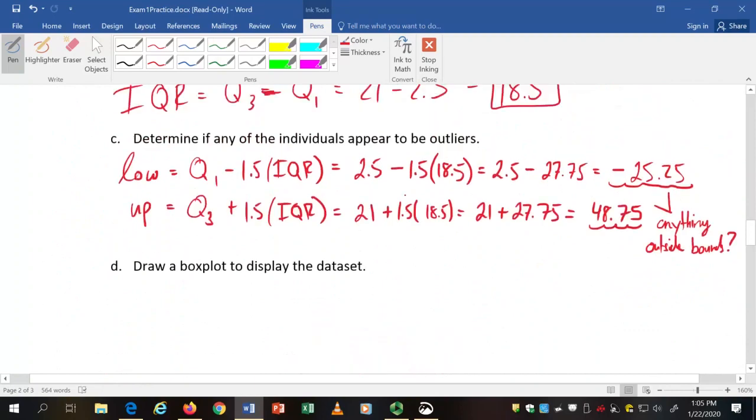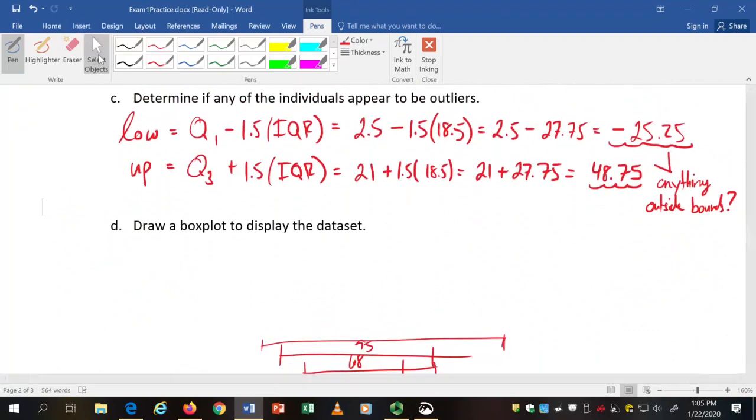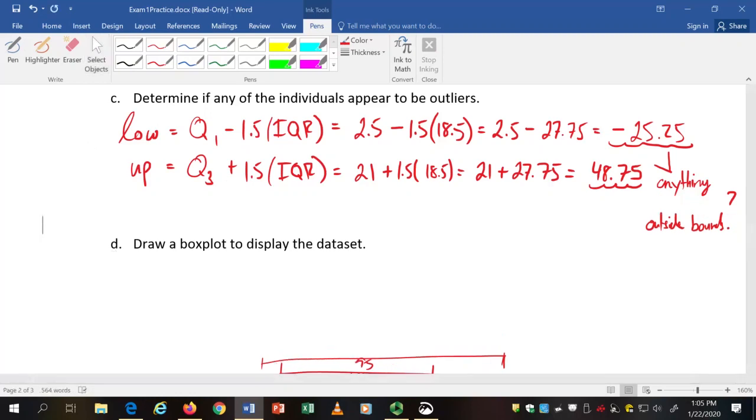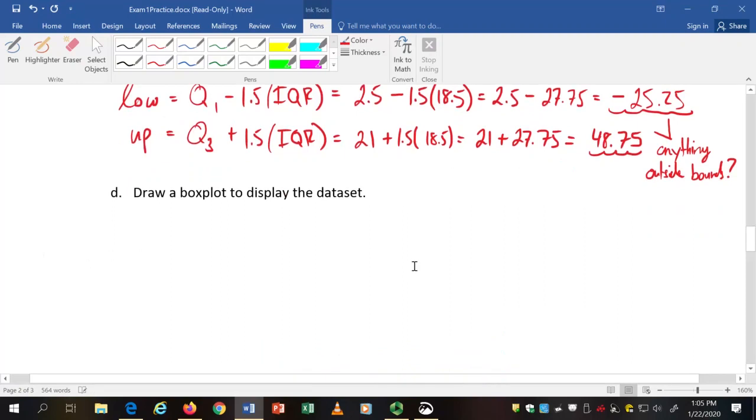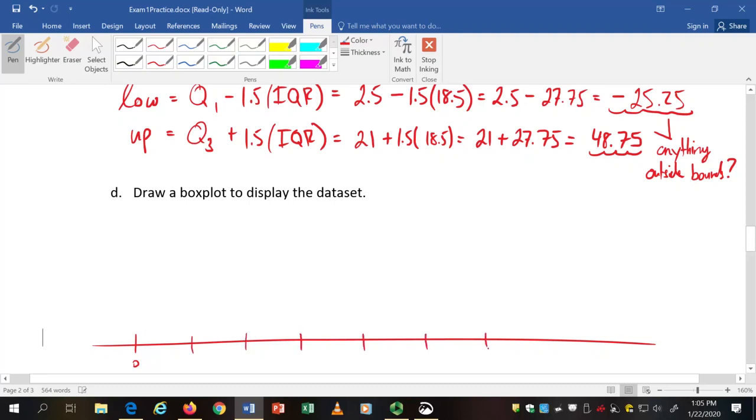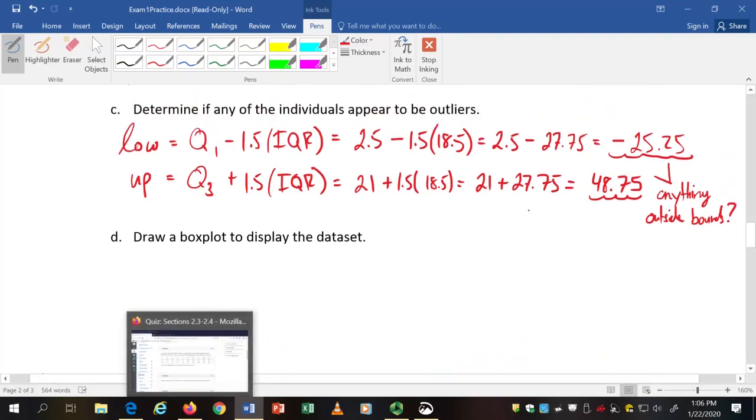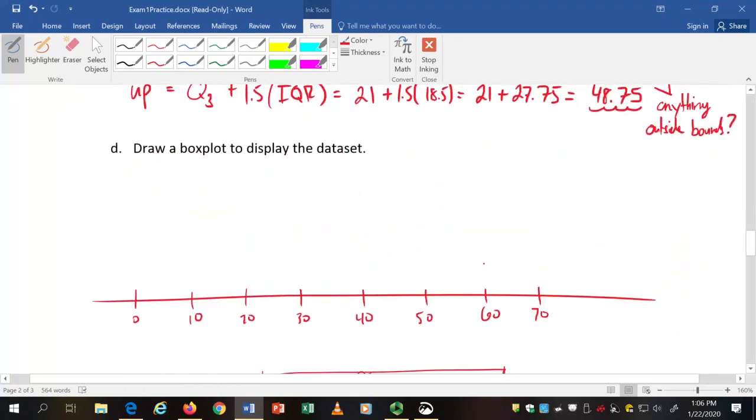Cool. And then when you're doing a box plot, box plots are just a way to display the 5-number summary. You just have an axis, and our data goes from basically 0 to 70, so maybe we'll go by 10: 10, 20, 30, 40, 50, 60, 70. So you can make yourself a scale down there. The boxes go from Q1 to Q3. Q1 was 2.5, and Q3 was 21. So our box will go from 2.5 to 21.